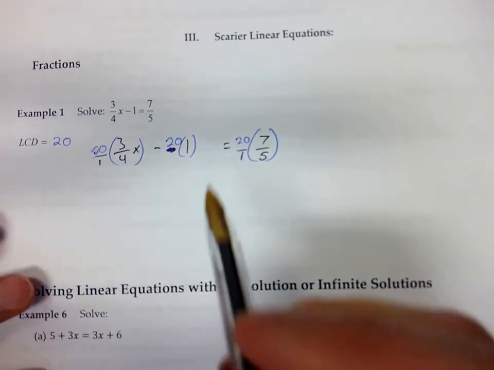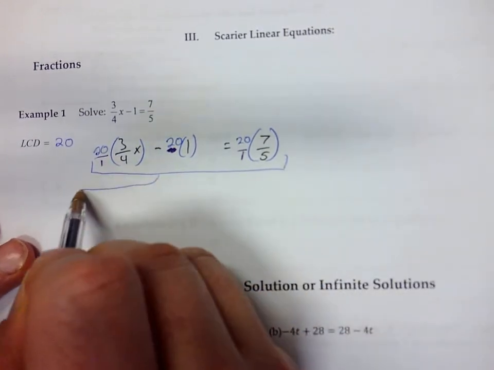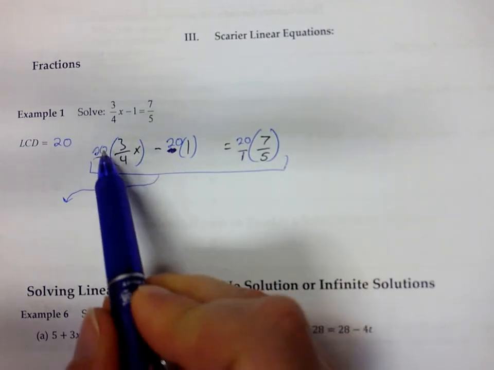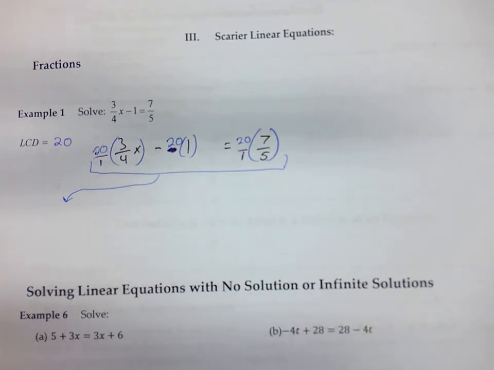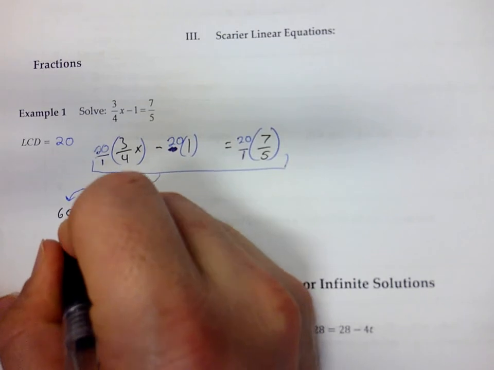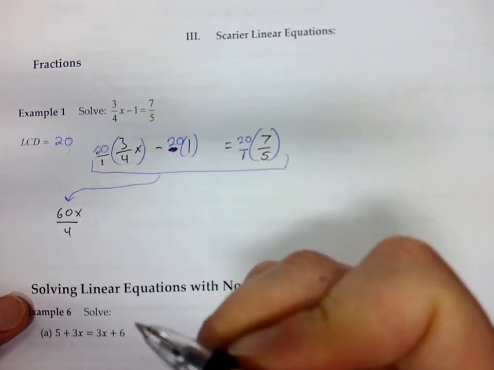Now from here, you've got two options. Right? So hopefully I'll have room to do both of these. The first option is to just multiply your fractions straight across. So 20 times 3 gives you 60x, and then 1 times 4 gives you 4.